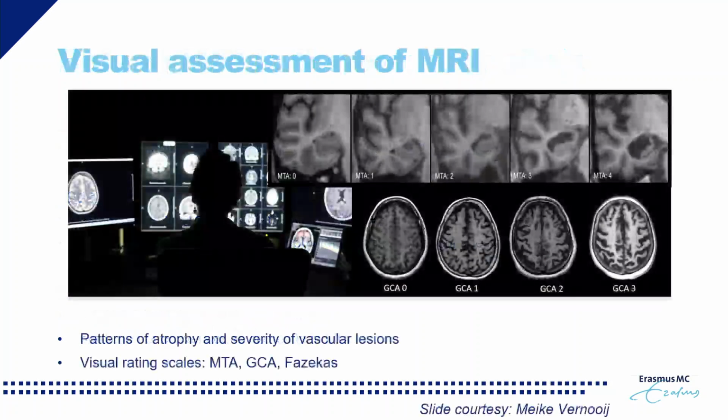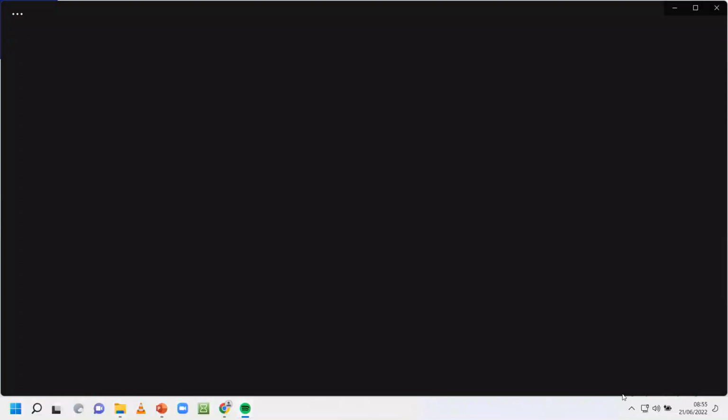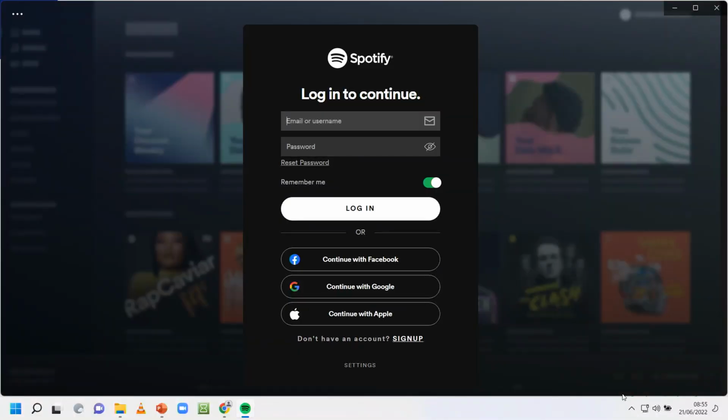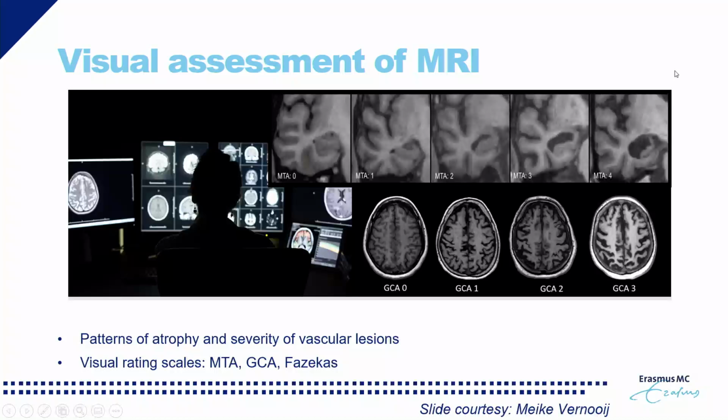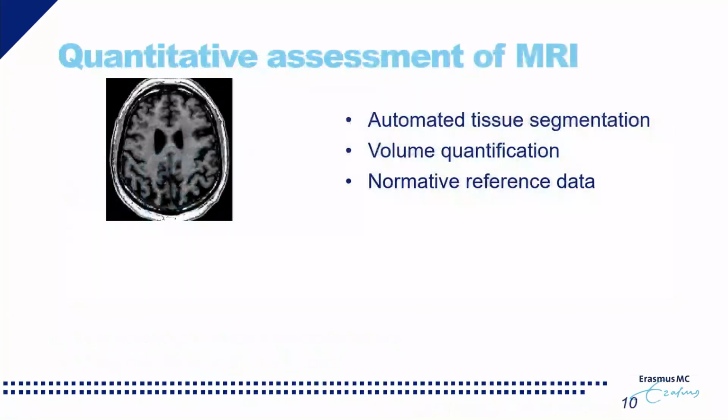How it's currently being used is visual assessment of MRI scans by a radiologist. The radiologist finds patterns of atrophy using scores, so the mediotemporal lobe score and the Fazekas score. And then I hope I'll get my slides back soon. Yes. So visual assessment is what's currently used in the memory clinic.